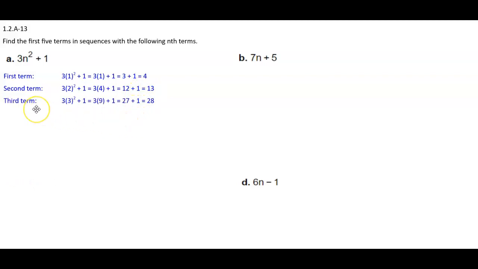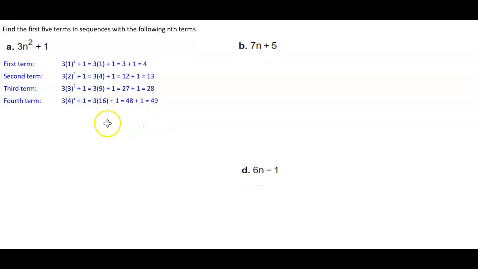Next, we want to find the third term. N is equal to 3. So 3 times 3 squared plus 1. We know that 3 squared is 9. 3 times 9 is 27, plus 1 gives us 28. For the fourth term, we have n is equal to 4, so 3 times 4 squared plus 1. Well, 4 squared is 16. 3 times 16 is 48, plus 1 equals 49.